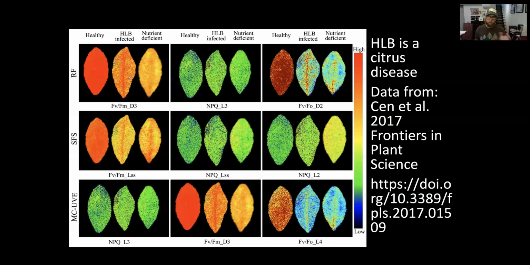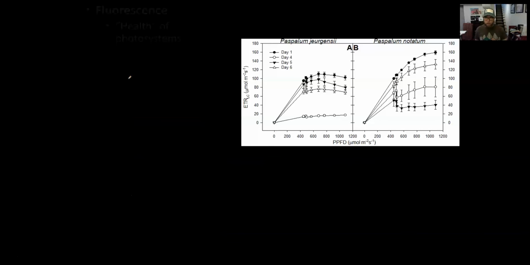So just another way that fluorescence can be used to understand how different conditions are impacting the functioning of a leaf. Here's one where, in this example, we have two species that were exposed to drought. The closed circles are 1 day after drought, and the open circles are 4 days, and then 5 and 6 days after drought. And you can see they generated a light response curve measuring the electron transport rate at different light intensities.